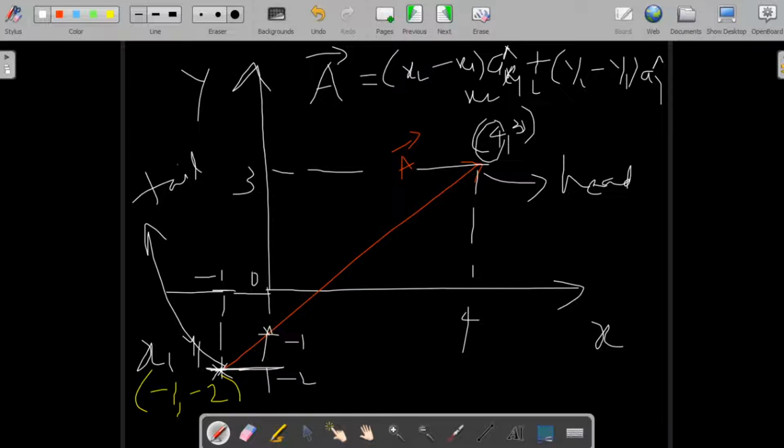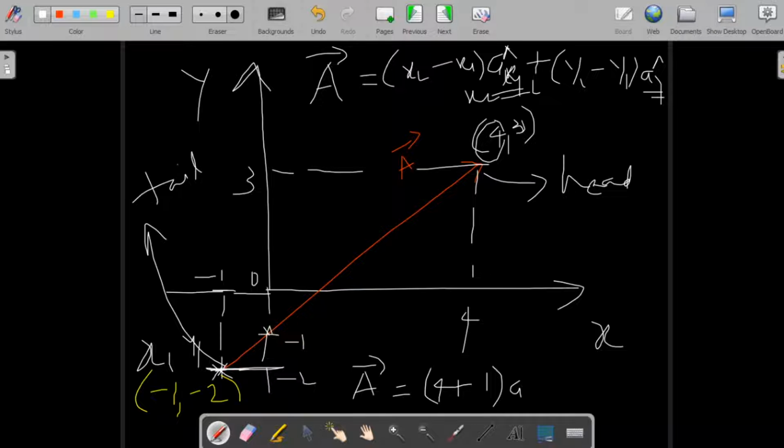So if it is x and y points, it will be x2 minus x1 and y2 minus y1, with respect to the direction vectors. So here, what are the points I have? I have x2 as 4. So a vector can be written as 4 minus, what is x1? Minus 1. So this becomes 4 plus 1.